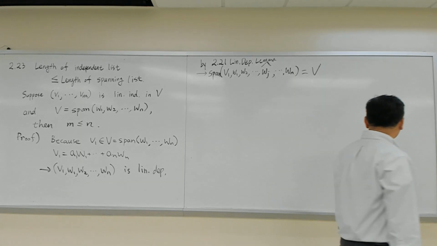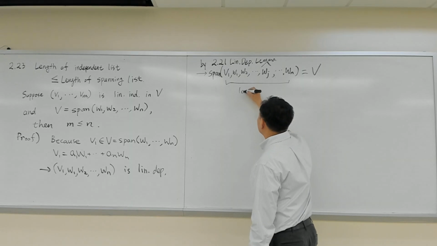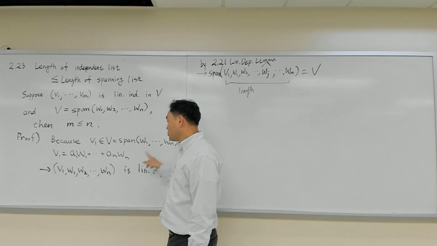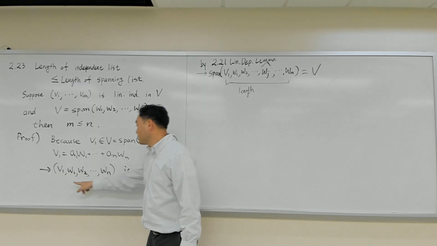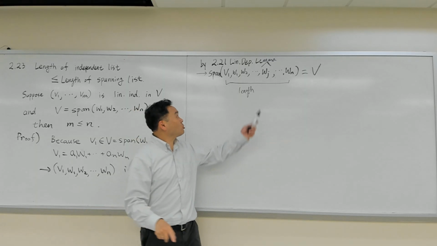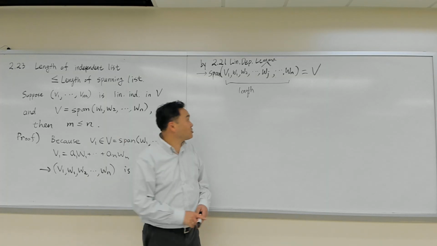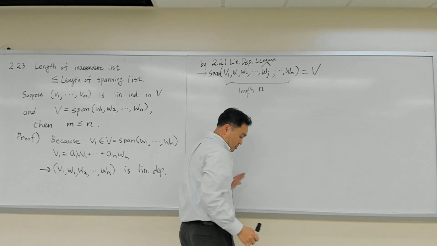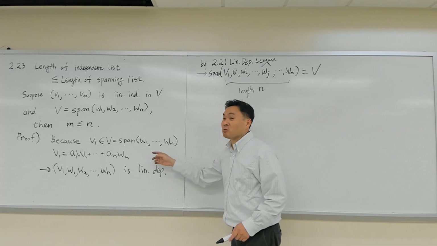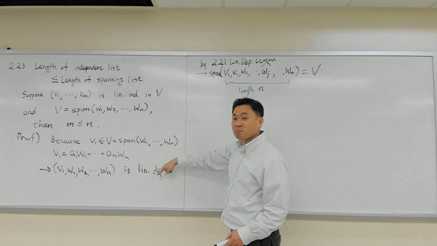So what happened? What's the new length? Well, the original list is length n. What's the length of this list? N plus 1, right? But then you took 1 out. How many do you see? N, because n plus 1 minus 1 is n. So this is still length n. And now we're back to the same situation. We have a spanning set. This is still a spanning set, so you can repeat this procedure again.